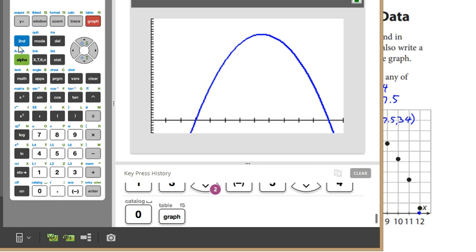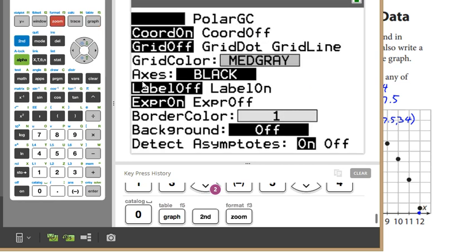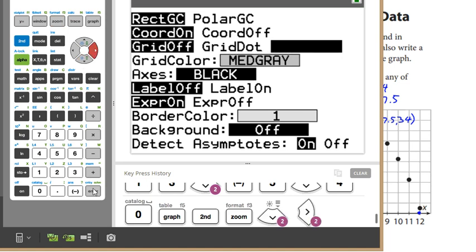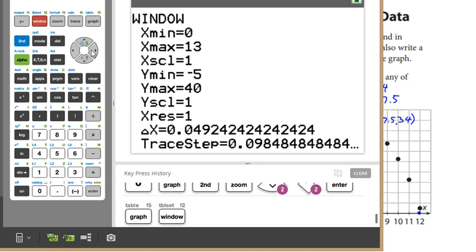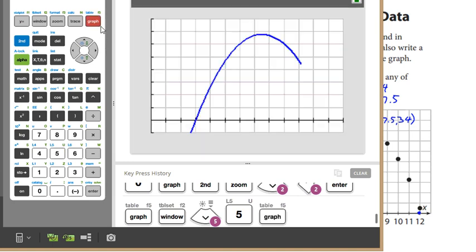I want to do something else with the format. I want to get grid lines. Let's see what it looks like now. I think I'm going to have to adjust. It looks like we're going 1 here, but I want to adjust by 5s on the y. So we're going to go y scale 5. So we should be able to see a lot better what's going on here. Yeah, so we have an x-intercept at (3, 0) and (12, 0). So that looks really good.